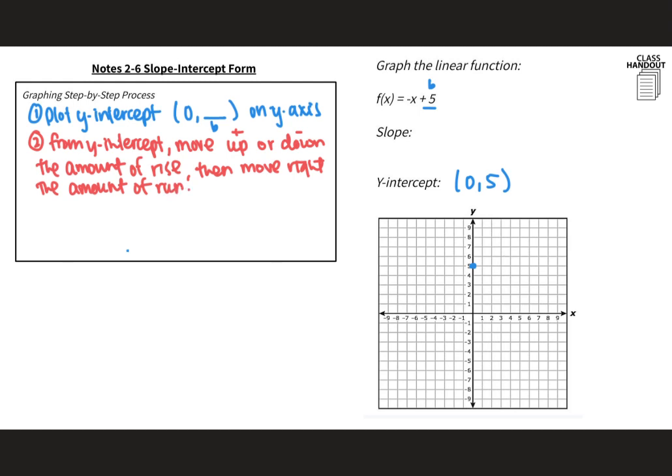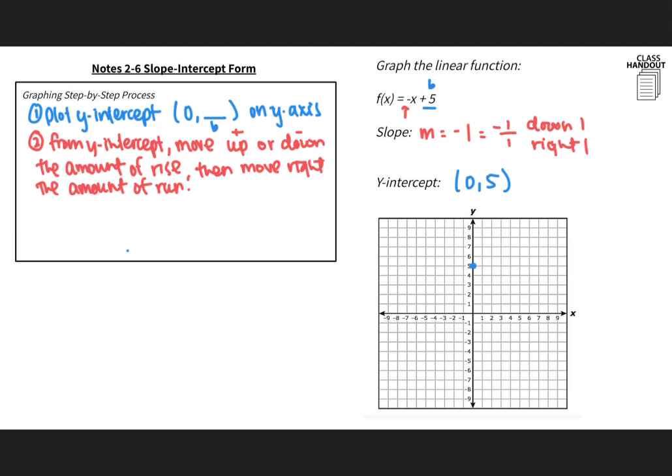Okay, so our slope in this case is the number in front of x. So our slope is going to be -1, which we're going to write as a fraction to help us better know how we're going to move. So that's going to be -1 over 1. So from my y-intercept, I'm going to move the direction of the slope. So -1 means we're going to go down 1. And then the denominator means we're going to go right 1.